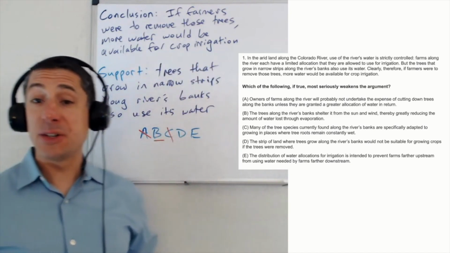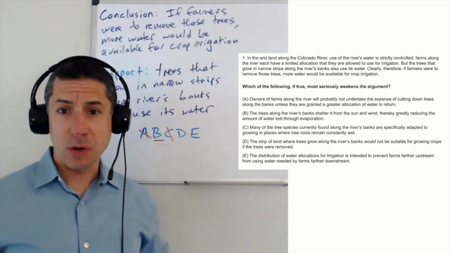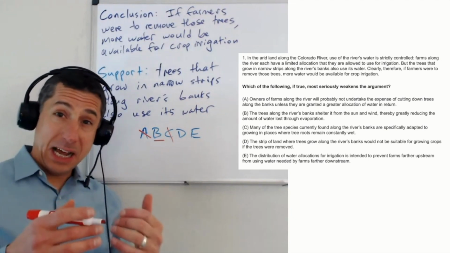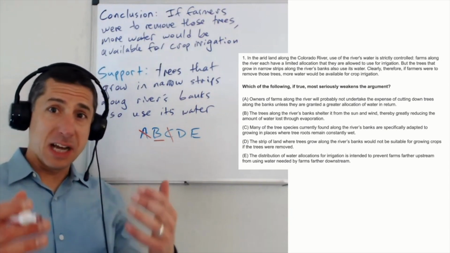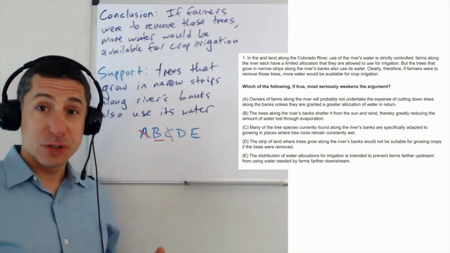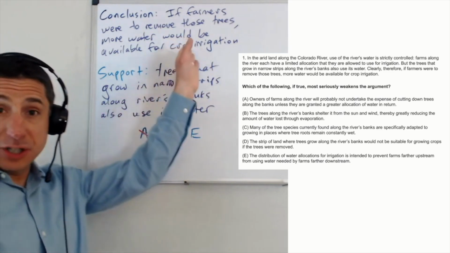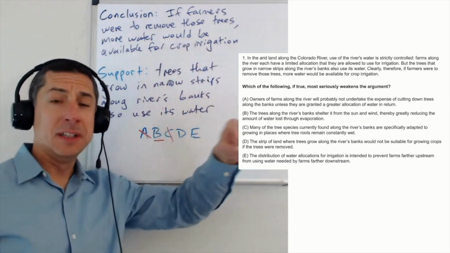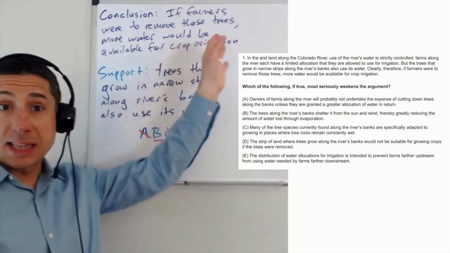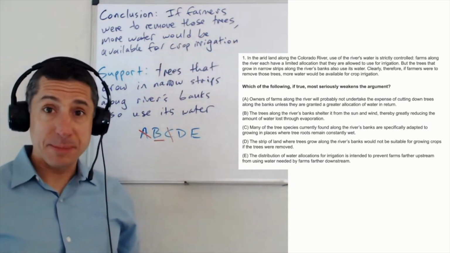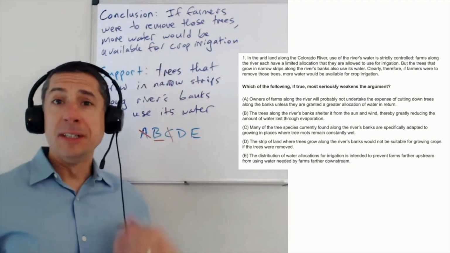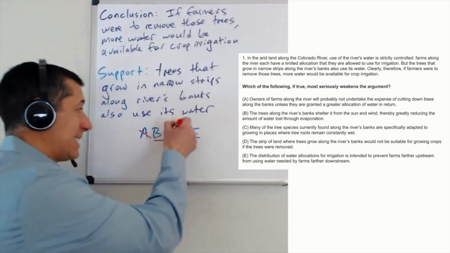What about D? The strip of land where trees grow along the river's banks would not be suitable for growing crops if the trees are removed. That kind of feels relevant, right? Oh, we cut those down, but we wouldn't have more cropland, so maybe it's not great for farmers to do that. Feels relevant on some level to the question of should farmers do that, but it is irrelevant to this question of would there be more water available. So whether or not farmers can plant trees or something else there has really nothing to do with whether or not there would be more water available for those crops. The future use of that land is irrelevant here. We're just asking what happens to the available water if we cut down those trees. So D is not relevant. We can get rid of that.